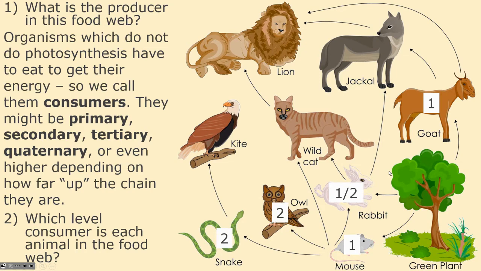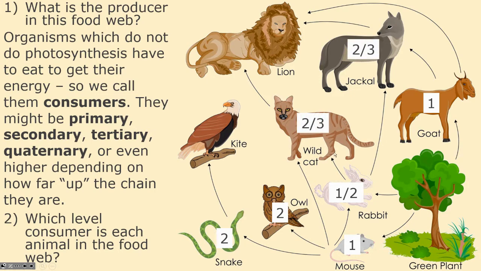The owl and the snake, they're just secondary consumers. There's only one arrow going to the owl and one arrow going to the snake, and they're coming from the mouse, so they must just be secondary consumers.